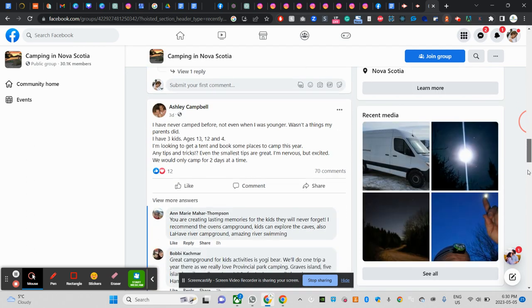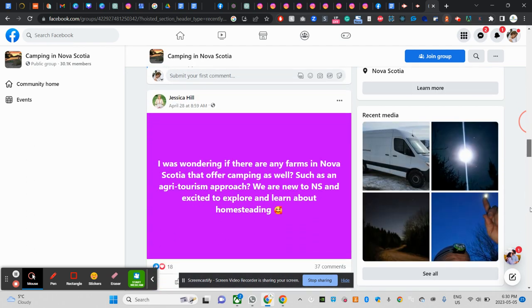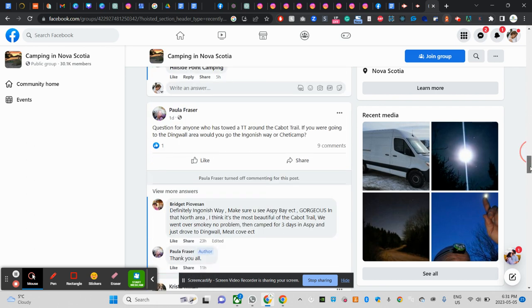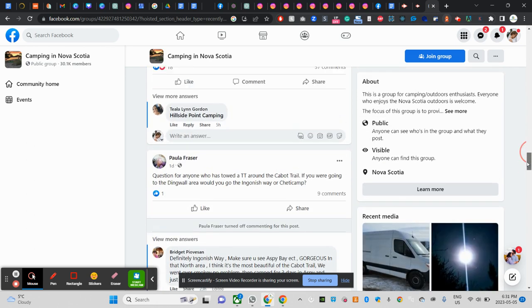Here what people write, I just go farms in Nova Scotia that offer camping. You see agritourism, if you have any farm around, right, it's a good place to.